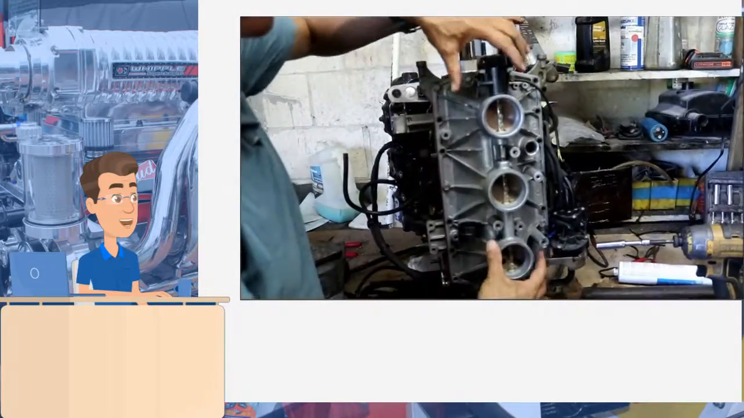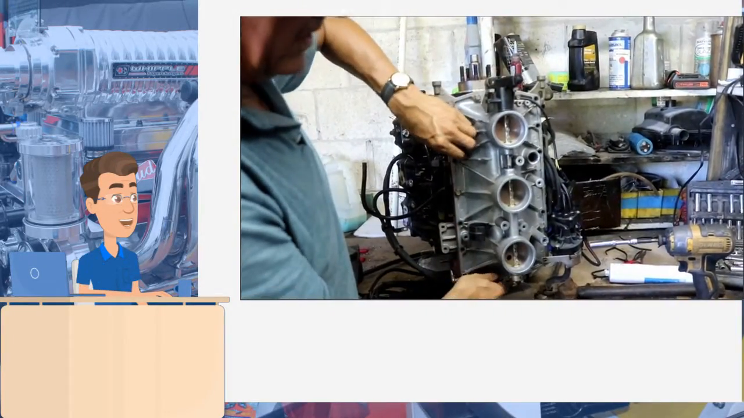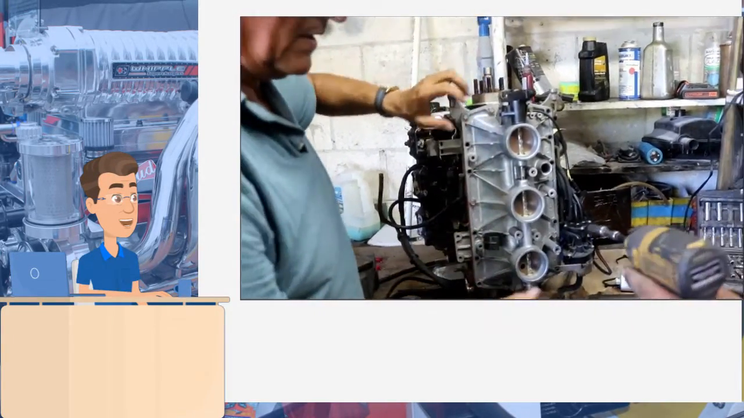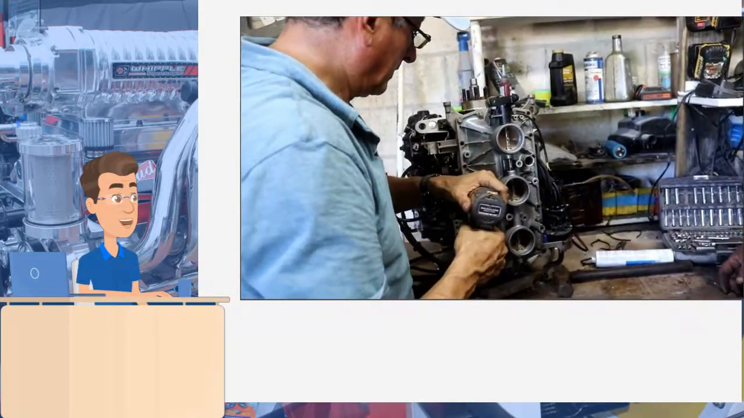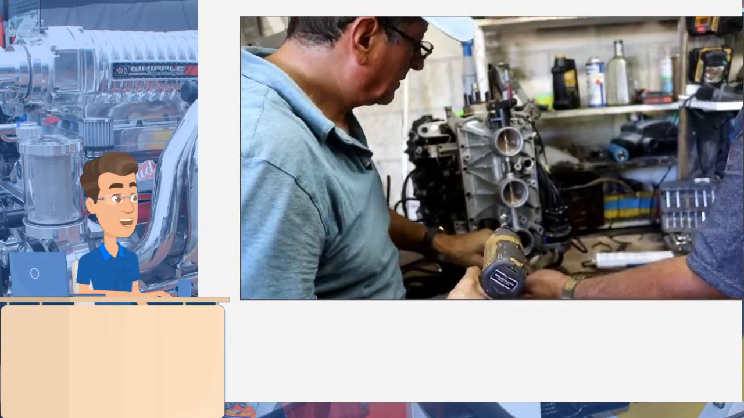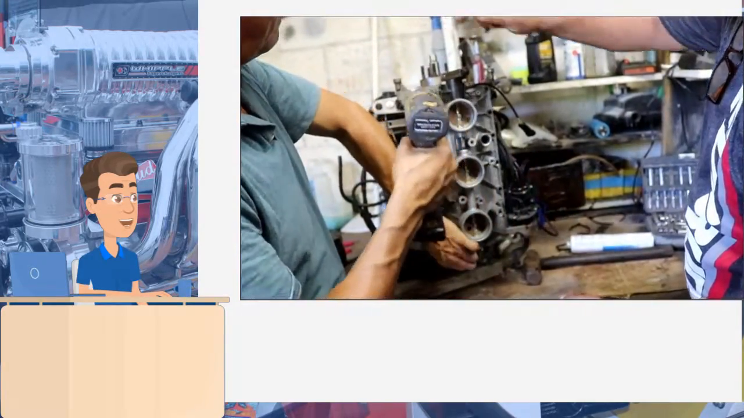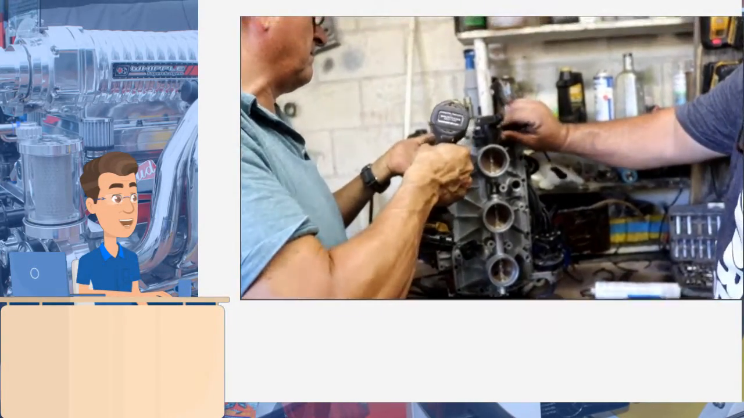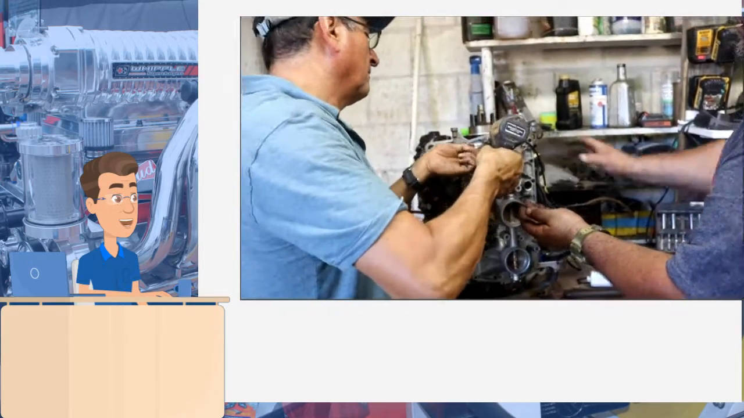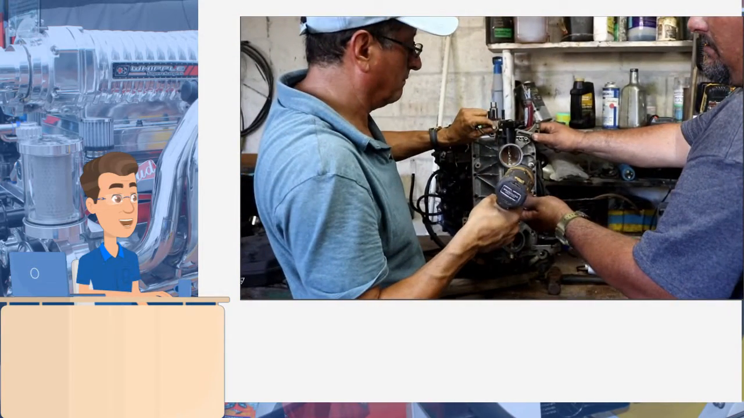Now we are going to remove the manifold. We are going to remove those bolts quickly. Exactly. Those are the bolts for the intake manifold integrated with the TBI, with the throttle body. The throttle body allows the intrusion of air. Let me explain something, my friends. This is the intake manifold with TBI integrated.